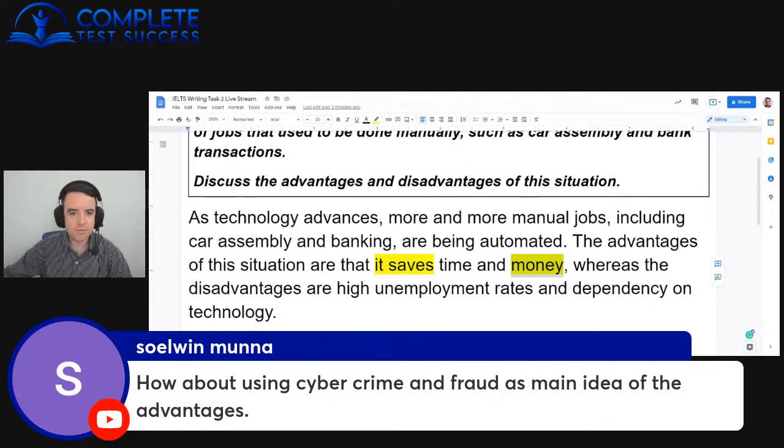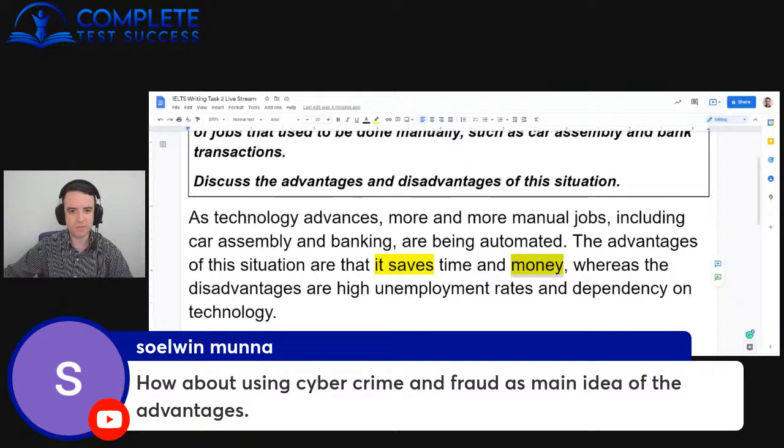How about using cybercrime and fraud as the main idea of the advantages? The advantages are cybercrime and fraud? Ooh, they must be the disadvantages. You must mean disadvantages, that would make sense. But would that be two ideas or one? Cybercrime and fraud, that's the same idea. So I'd say either cybercrime or fraud as your disadvantage, and that would be okay. But not both. You couldn't use those as different ideas.